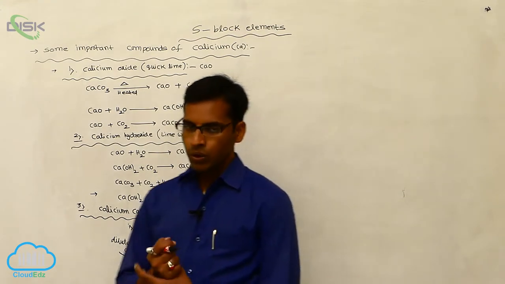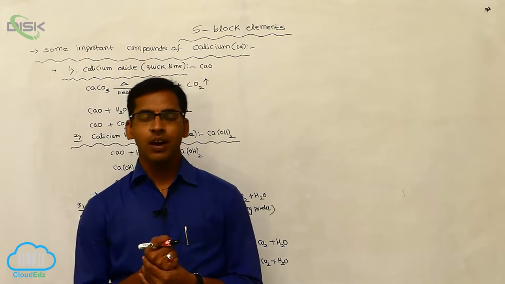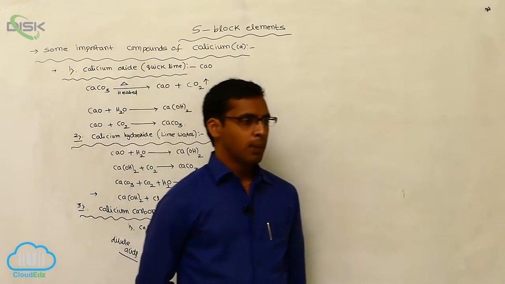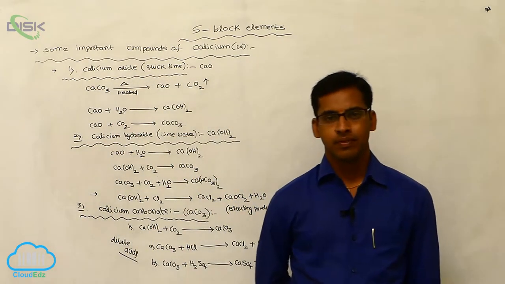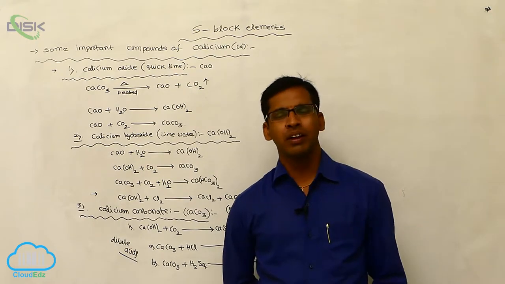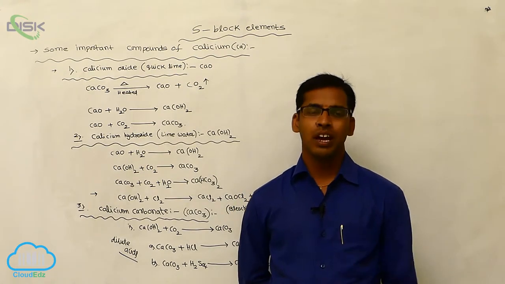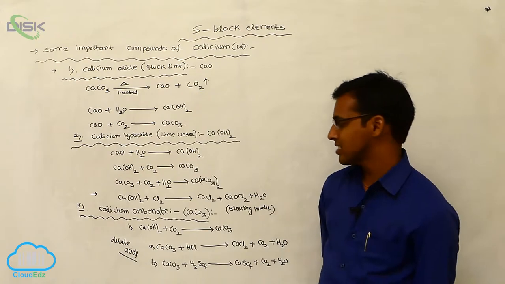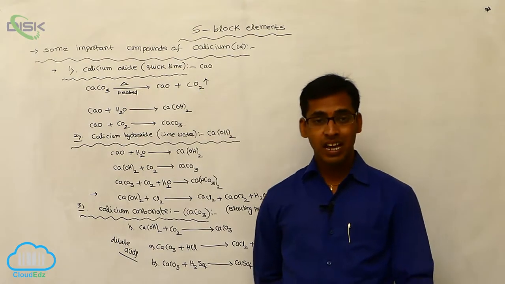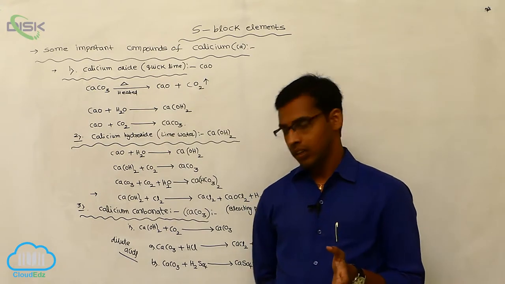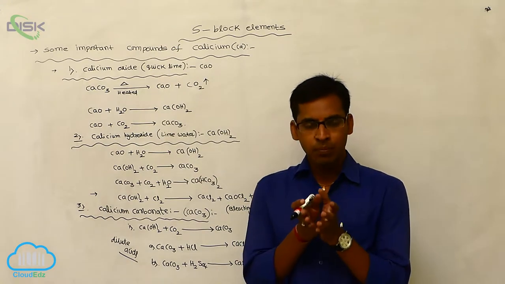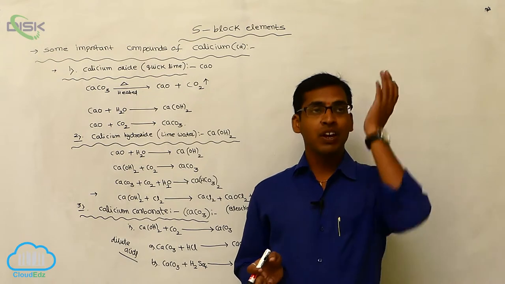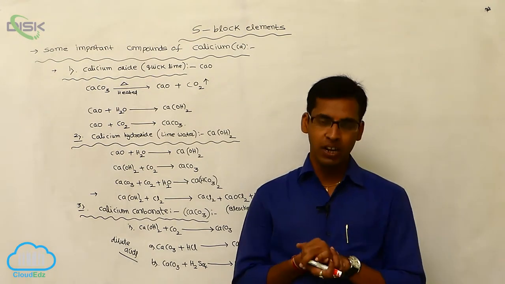And next one, uses of calcium carbonate. This calcium carbonate is used in the preparation of toothpaste. And also it is used in chewing gums and cosmetic materials. Various types of cosmetic materials are prepared from calcium carbonate, and it is also a very important material in the manufacturing or constructing of buildings.